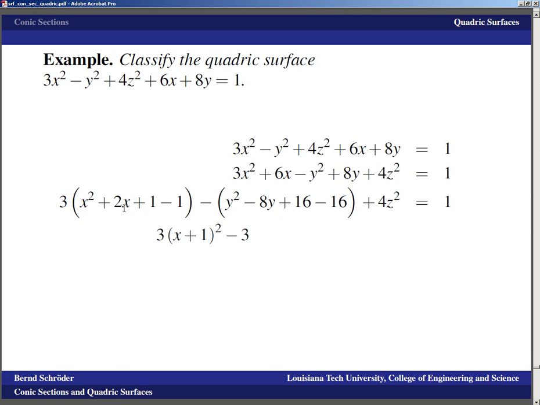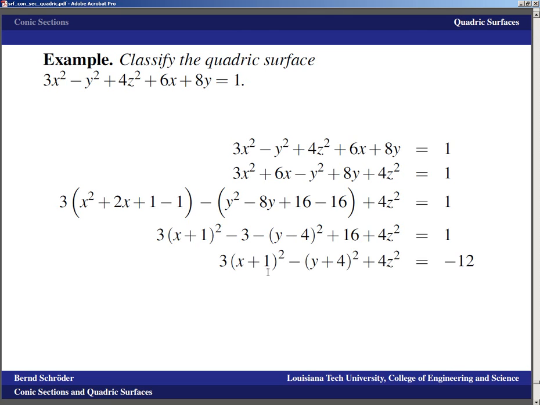The left side is 3 times x plus 1 quantity squared, and then 3 times negative 1 is minus 3. Then we have minus y minus 4 quantity squared plus 16, because minus 16 is plus 16, and we've got the plus 4z squared. And now we realize that the minus 3 and the plus 16 gives us plus 13 on the right side, which would, as we bring it over and combine it with the 1, give us a negative 12 on the right side, and that's indeed what happens.